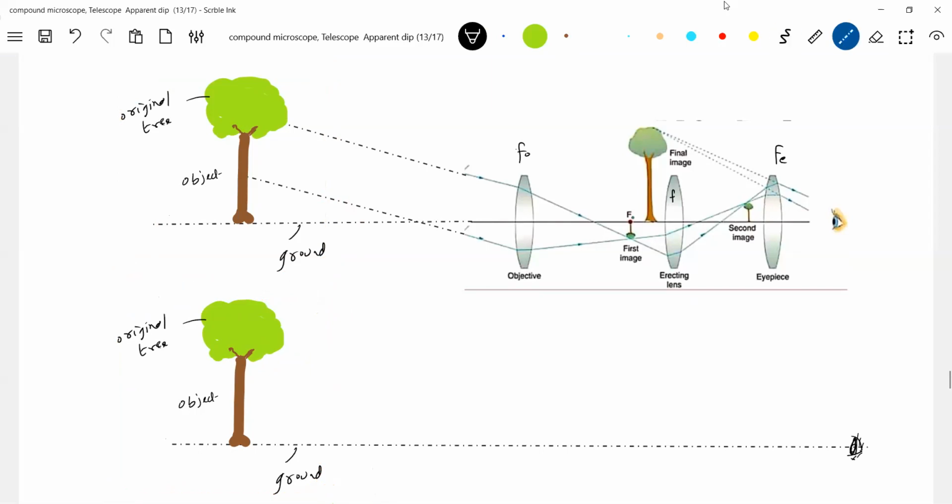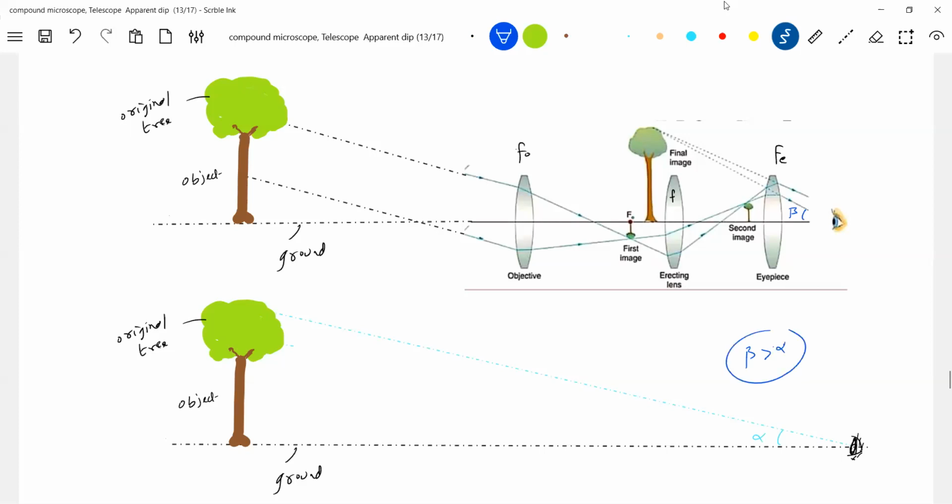What is the angle subtended by the tree? You can take any angle, or let it be like this here. This is alpha, no? So look at this angle. This angle is beta, which will be greater. Beta will be greater than alpha.